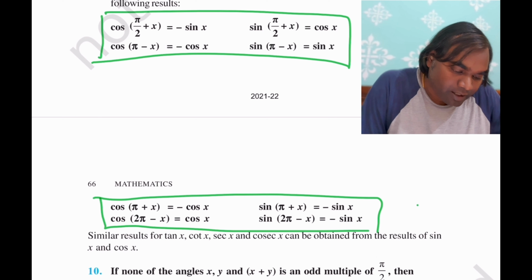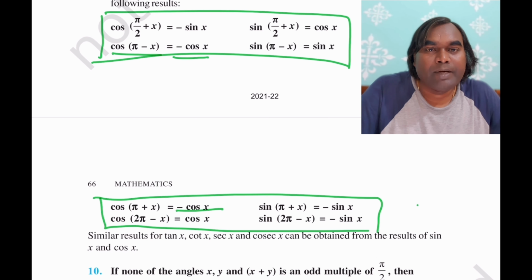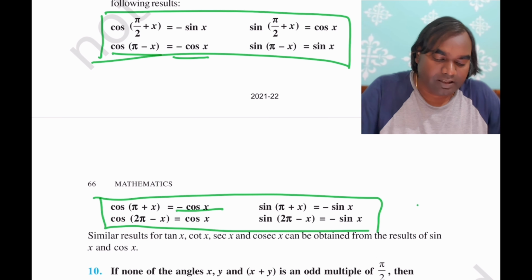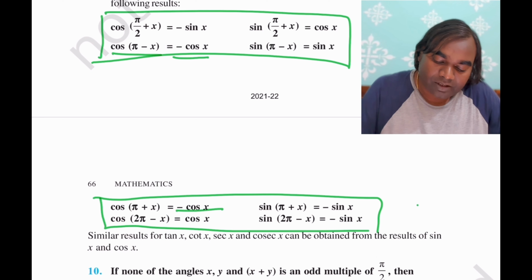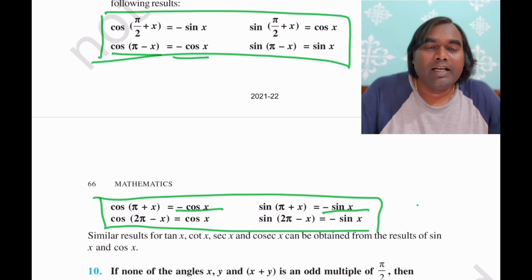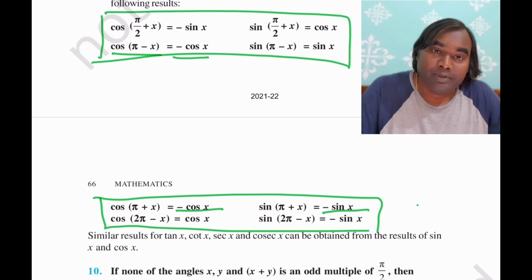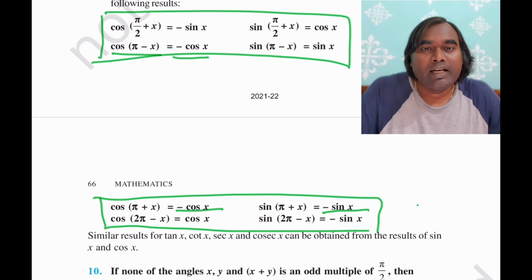You can check this: cos(π − x) is equal to −cos x, but cos(π + x) is also −cos x. So cos(π + x) or cos(π − x) both are equal to −cos x. sin(π − x) is equal to sin x, but sin(π + x) is equal to −sin x, because the sin value in the third quadrant, π + x, is negative, so this value will take minus. And cos(π − x) and cos(π + x) both give the negative, because the cos values in the second quadrant and third quadrant are negative, that's why the negative value comes.